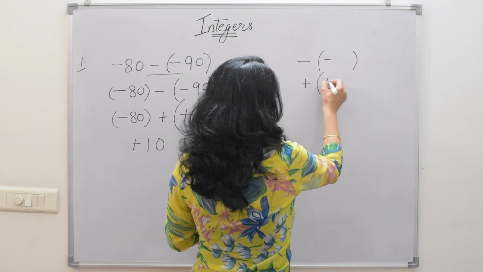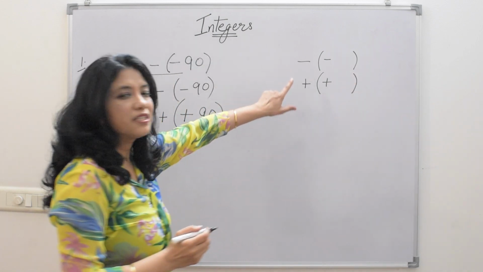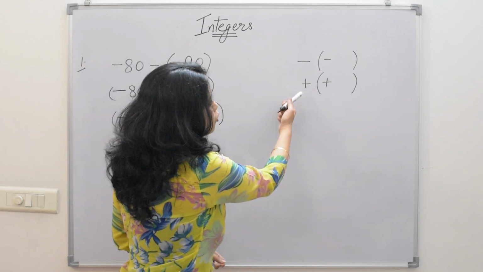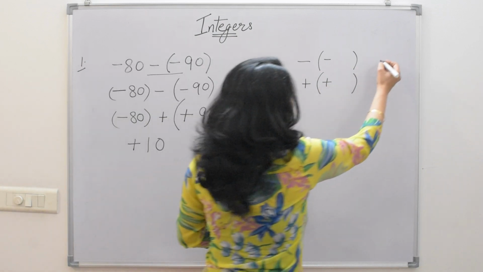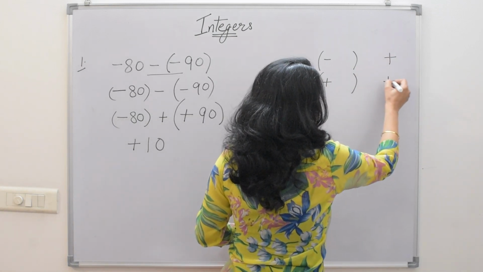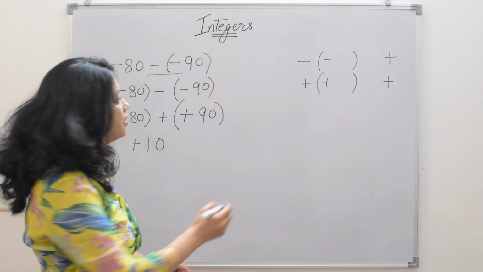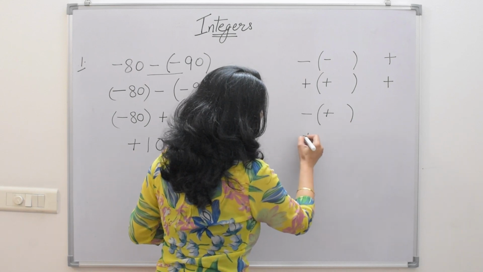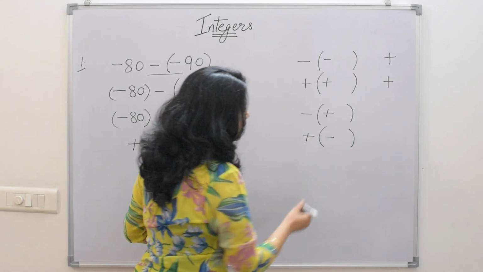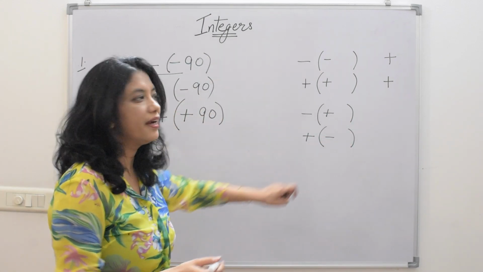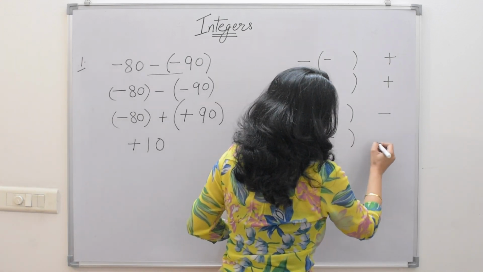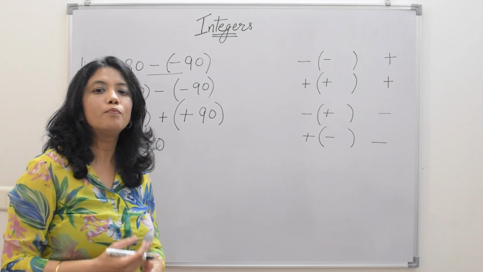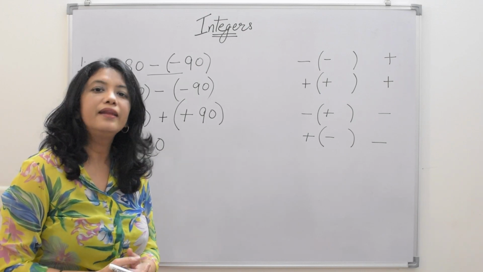Whenever we have the same type of signs separated by a bracket, these are both the same type of signs, then the sign will become an addition sign. When these two signs are different, then the sign will become a subtraction sign.